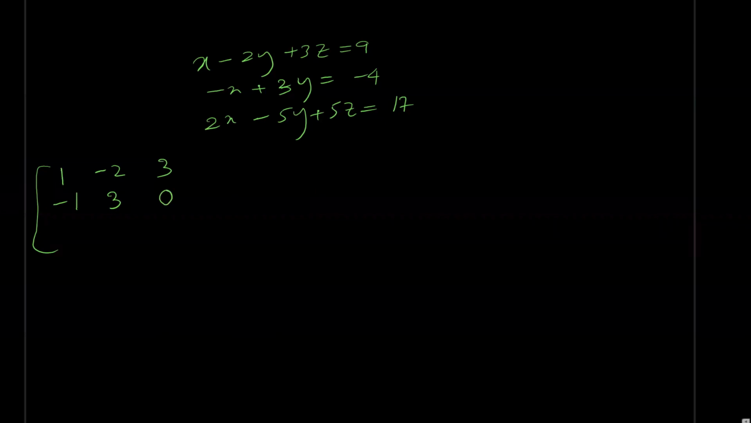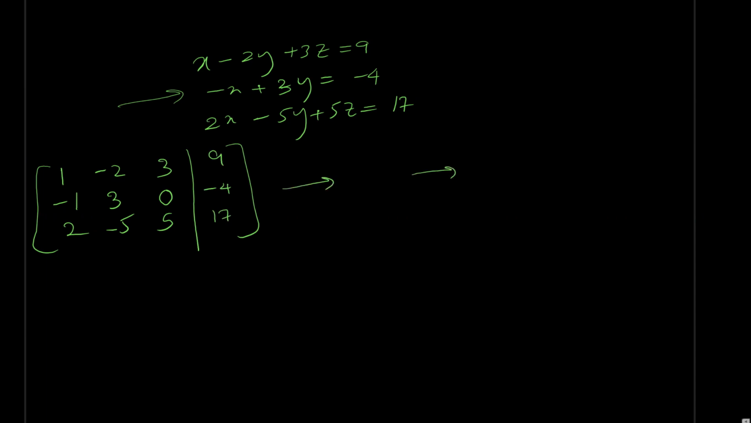Now this is a tricky place. Why? Because in the second equation here, there are no z's. So you have to put 0 here before the augment. 2, negative 5 and 5, and then the constants 9, negative 4 and 17. Okay, so our goal is to do many operations and come here: 1 0 0, 0 1 0, 0 0 1, and you get some numbers here, and those are x, y, z.